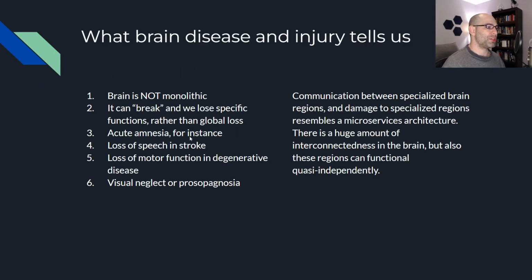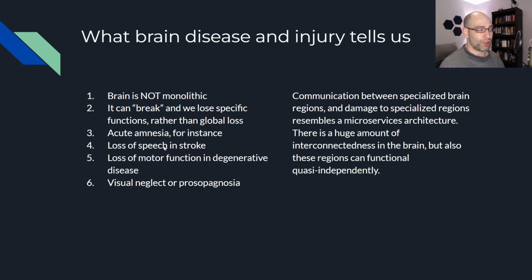So acute amnesia means you lose your episodic recall, you lose the story of your life, but you don't lose declarative recall. You still remember facts. You still remember how to speak, right? So you can lose a very specific part of your memory, but not even all of your memory.